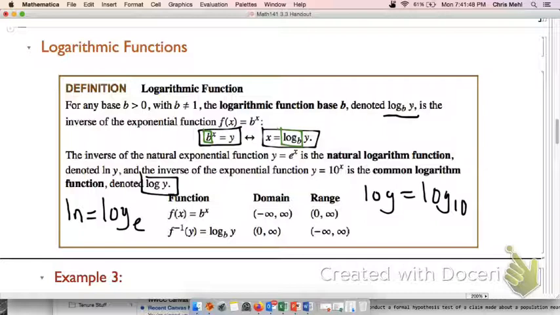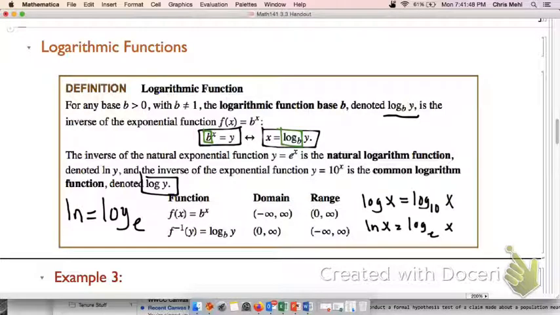Now, these equal signs are kind of misleading. I shouldn't be writing that. That's bad math, teacher. I should really be saying log of x is the same as log base 10 of x, and natural log of x is the same as log base e of x.